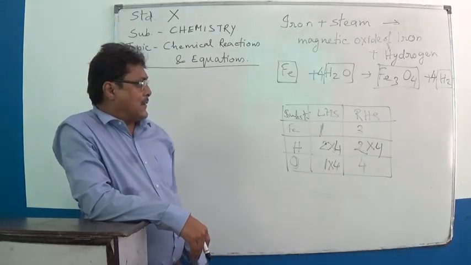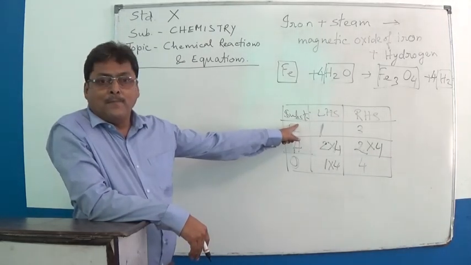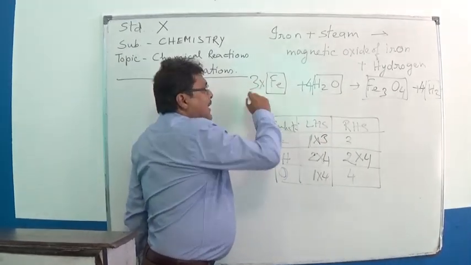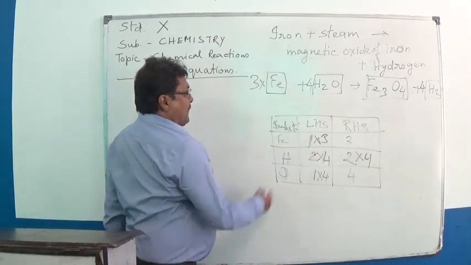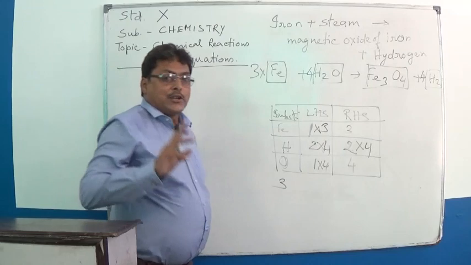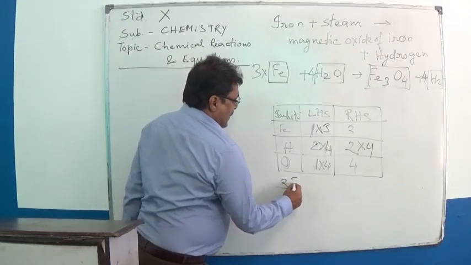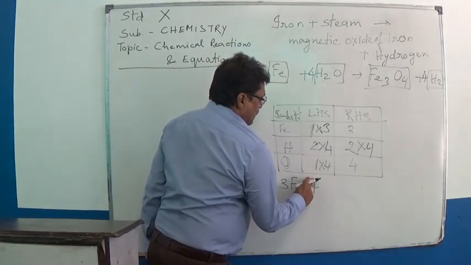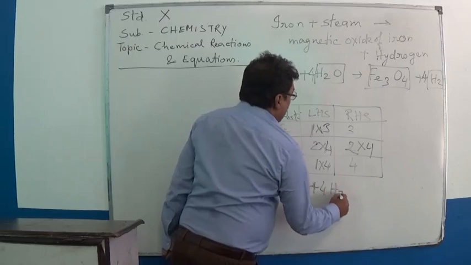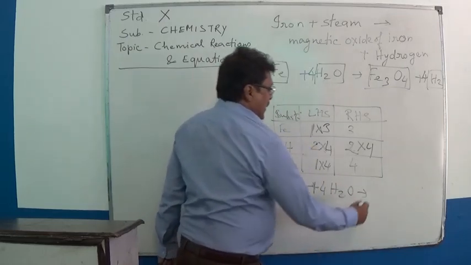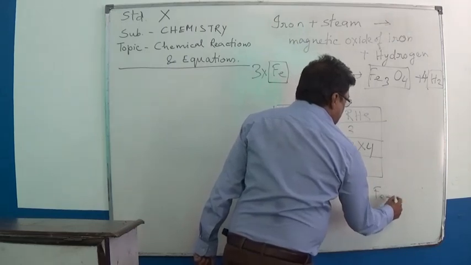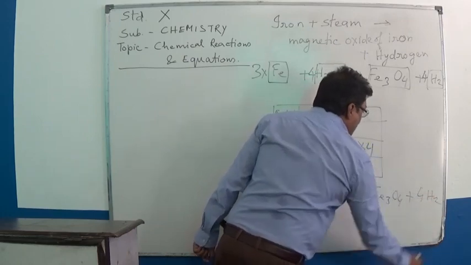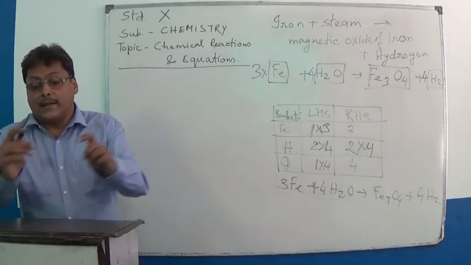Now 2 elements are balanced. One left, that is ferrum, iron. If we multiply it with 3, then everything is balanced. So the final balanced equation will be like this: 3Fe plus 4H2O produces Fe3O4, magnetic oxide of iron, plus 4 molecules of hydrogen gas. This is the first example.